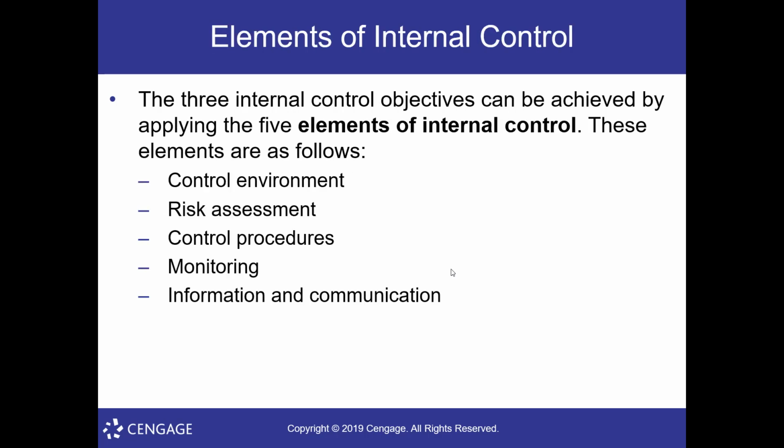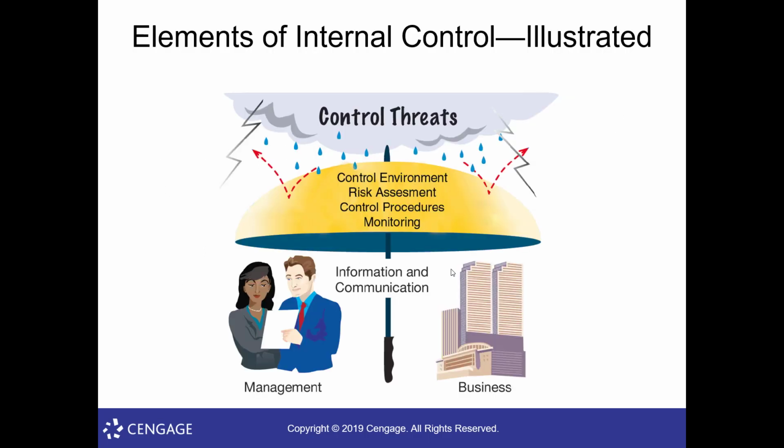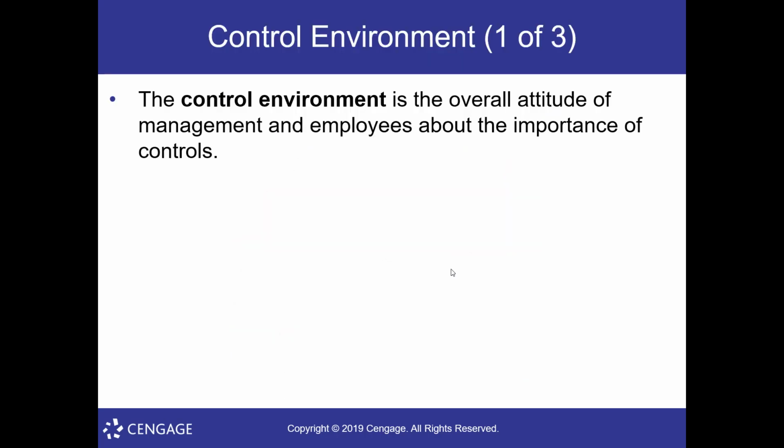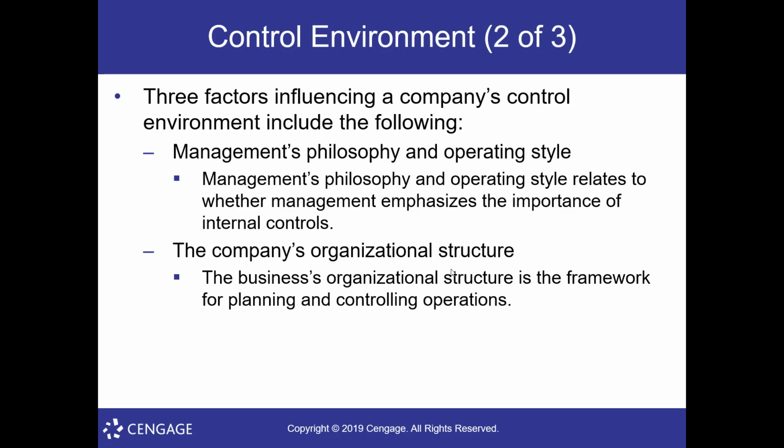The three internal control objectives can be achieved by applying five elements: control environment, risk assessment, control procedures, monitoring, and information and communication. Elements of internal control. So the idea is that controlling the control environment, risk assessment, control procedures, and monitoring would stop the threats or significantly reduce them, and that information and communication would be given to management and the business. The control environment is an overall attitude of management and employees and is important.